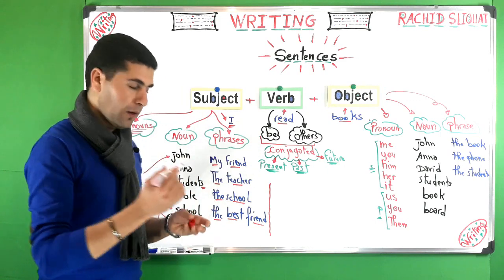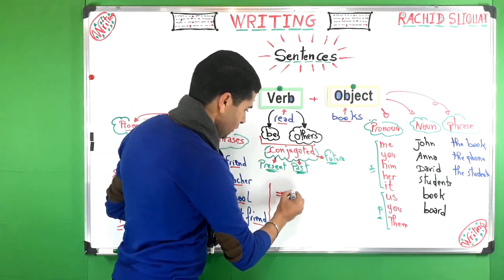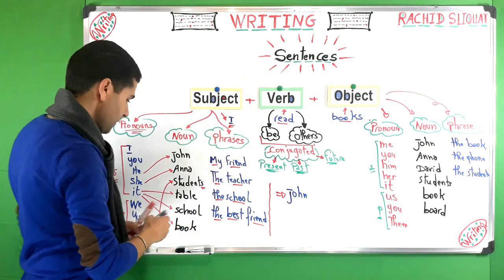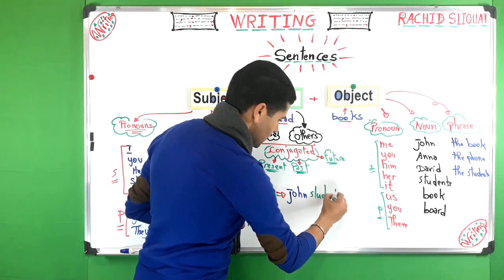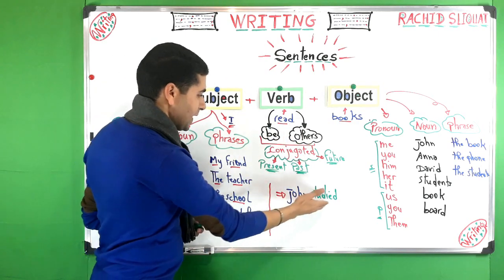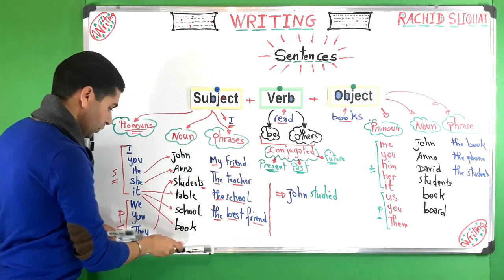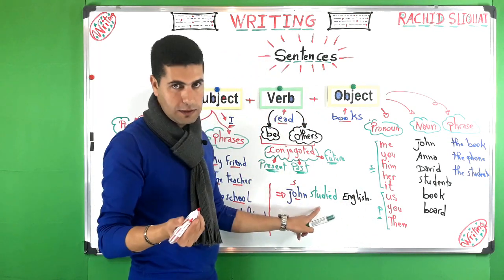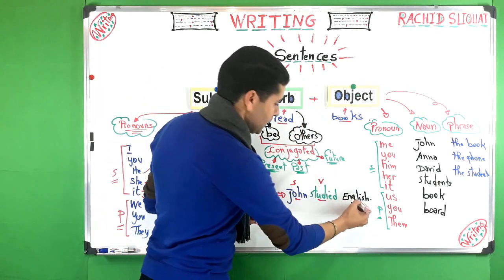Now let's take a very simple example. For instance, we can say John. Here this John is the subject. We need a verb. We can say John studied. This is a verb in the past. John studied, we can say, for example, English. So John is the subject, studied is the verb, and English is the object.